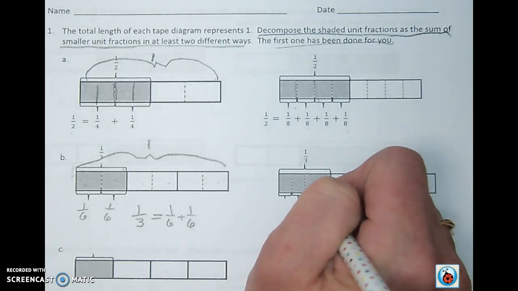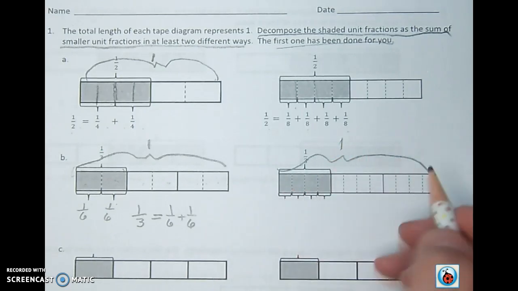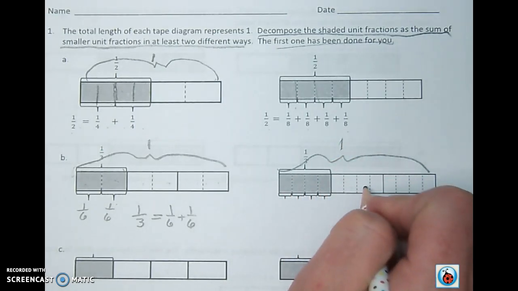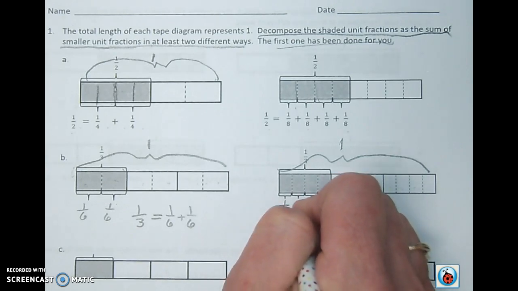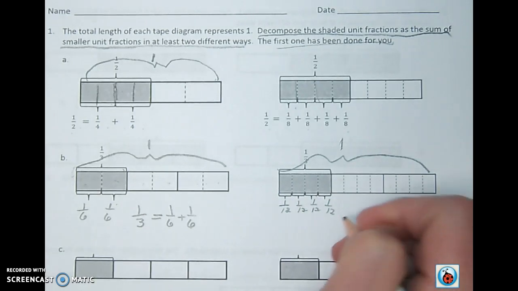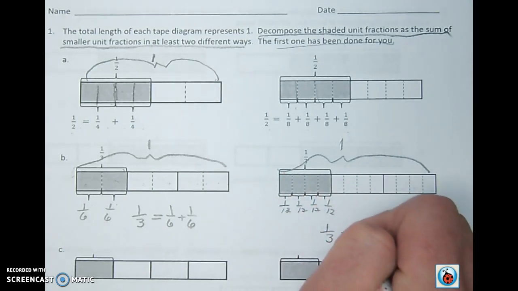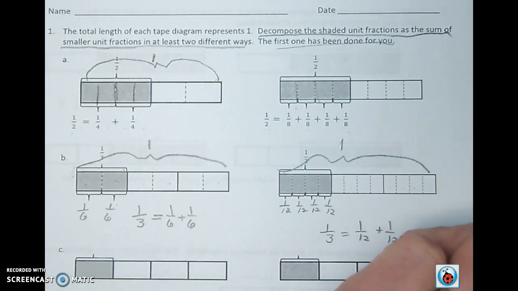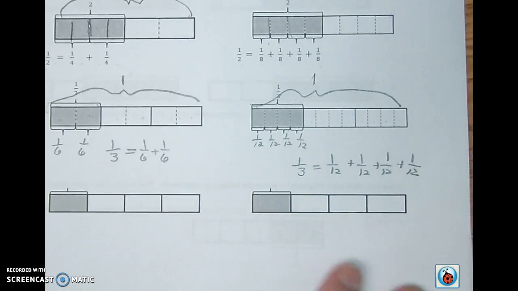And then if I come over here, how many are in the whole now? 1 whole. We have 1, 2, 3, 4, 5, 6, 7, 8, 9, 10, 11, 12. So each of these is worth 1/12. So I can write 1/3 equals 1/12 plus 1/12 plus 1/12 plus 1/12. Okay. So let's look at letter C, and then you're going to do D on your own.